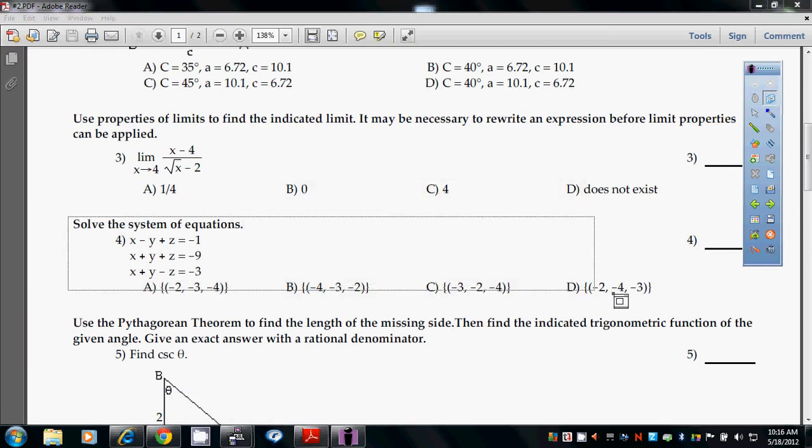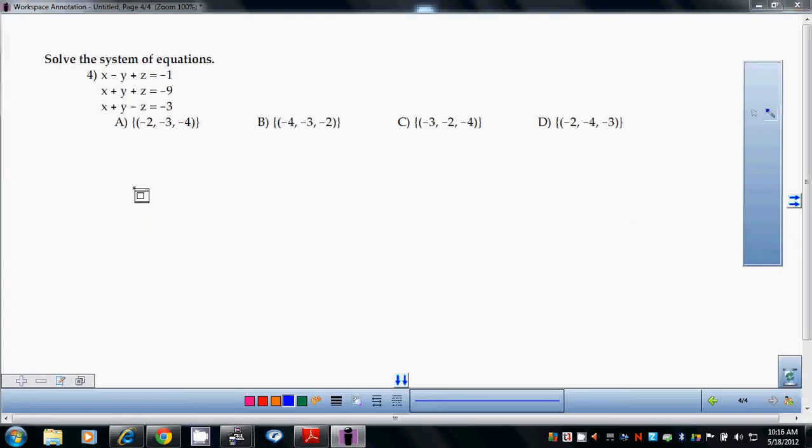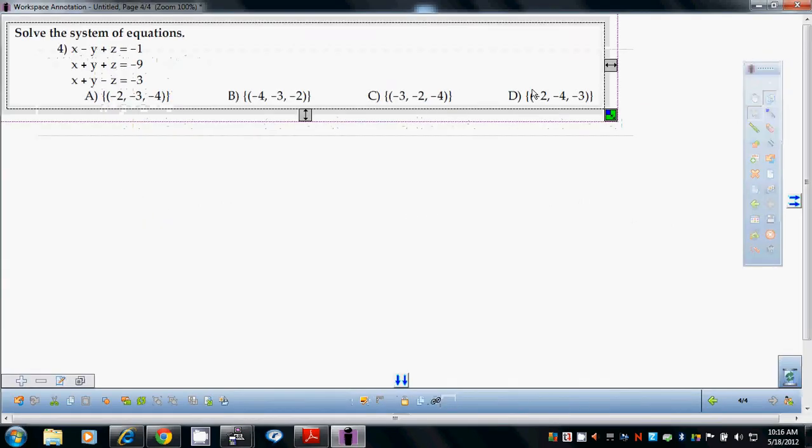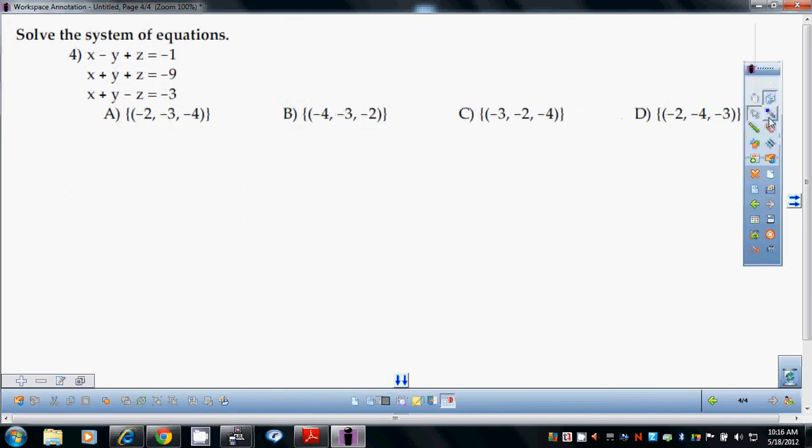Number 4. Plug it in. Did anybody actually do this a different way, or did everybody plug it in? You gave up. Well, okay then. Plug it in. So that's right. When you plug it into all three, it should work for all three. -2 plus -2 minus -4 is +2 plus -3 is -1. Does anybody have a question? Want to see how to work this, or are we all just confident with plugging it in?